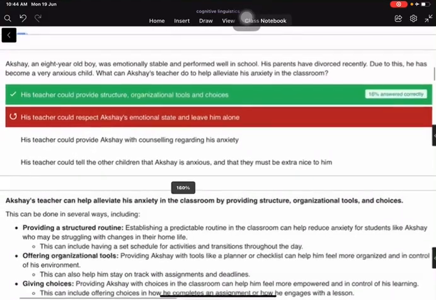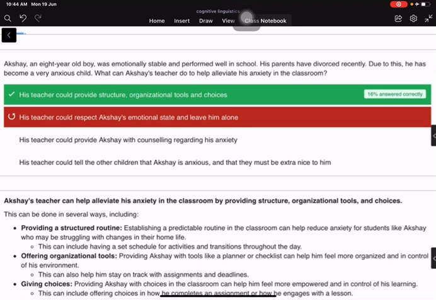Now, the next: Akshay, an 8-year-old boy, was emotionally stable and performed well in school. His parents have divorced recently. Due to this, he has become a very anxious child. What can Akshay's teacher do to help alleviate his anxiety in the classroom?